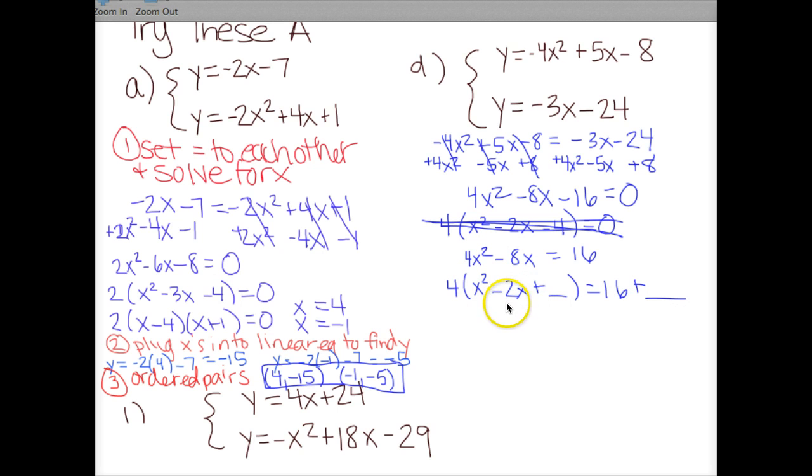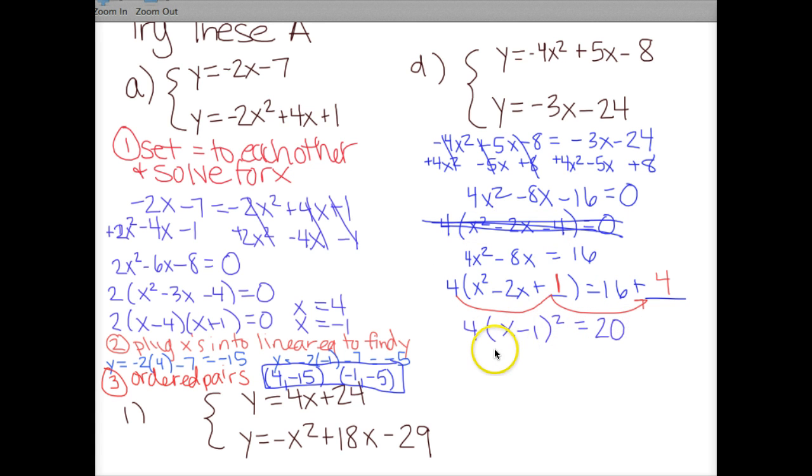Negative 2 divided by 2 is negative 1. Negative 1 squared is positive 1. So that's my blank on the left. On the right, I have to do my swoopy multiplying thing. So that gives me 4. So now I factor as a PST on the left side, so x minus 1 squared. On the right side, 16 plus 4 gives me 20.